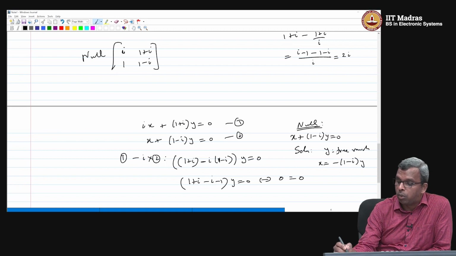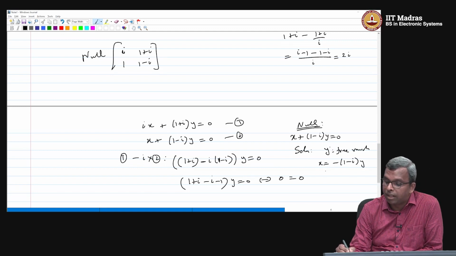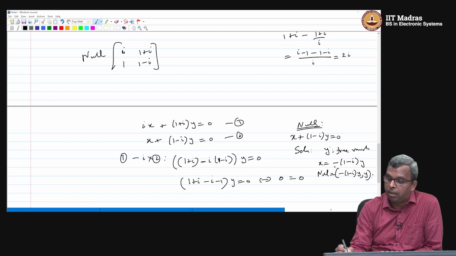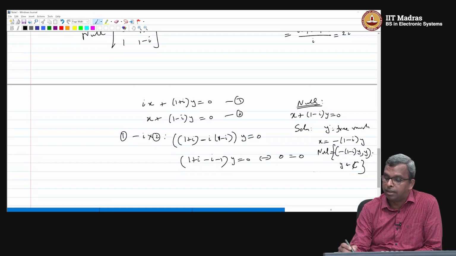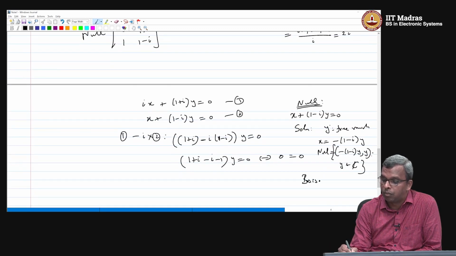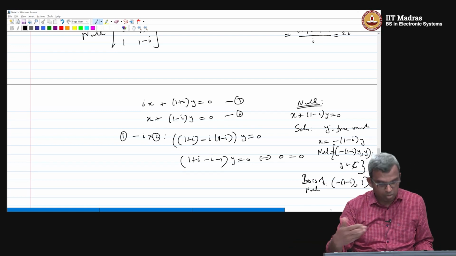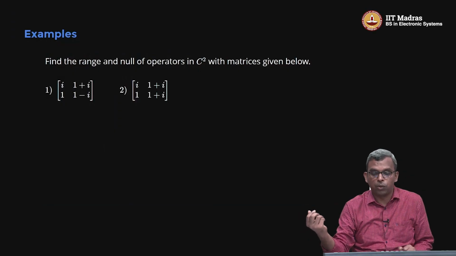You take y to be equal to some k, or leave it like that. So the null space vector is (-(1-i)y, y) for any y in the complex numbers. That is how you get this. So the basis of the null space is (-(1-i), 1). You see that we got a basis and solved it the exact same way, so you can do that here also.